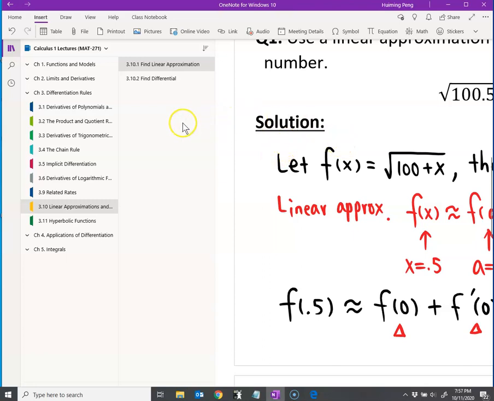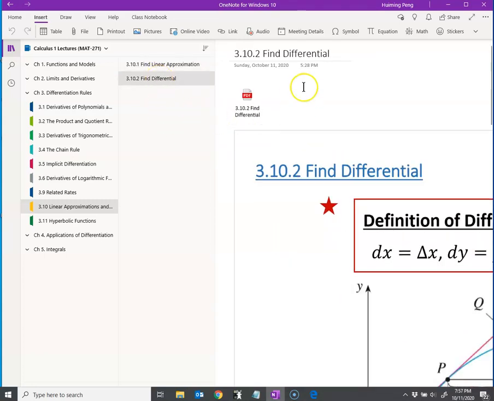In the next video, we are going to deal with the differential. What is the differential? It is a concept related to the linear approximation we learned in this video. Hope to see you there.